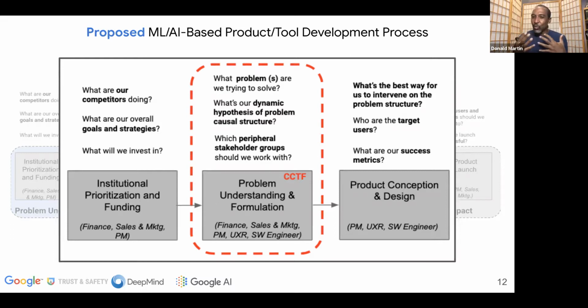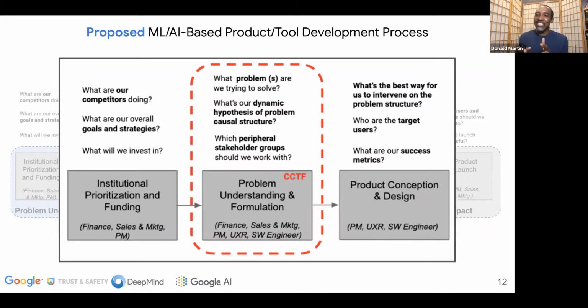You start to ask, what is our dynamic hypothesis of that problem's causal structure? Because those causal theories are hypotheses, they're not necessarily correct. But we have to take a shot at it because we are leveraging them, whether we realize it or not, to make key decisions. And then we'll ask what the peripheral stakeholders are that we should work with that we might not have thought of if we weren't thinking in this mode. And this will lead us to ask different questions when we get to the product conception and design stage.